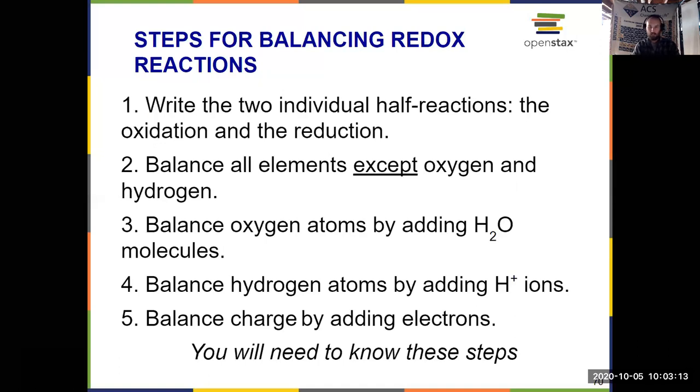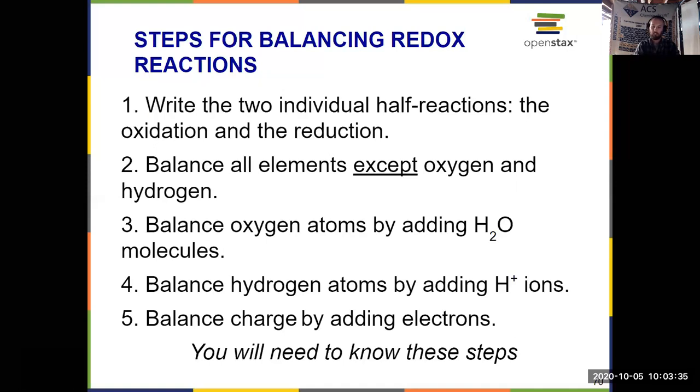Because after I add H2O, chances are my hydrogen isn't going to balance on each side. So I fix that by adding H+ to whichever side needs more hydrogen. Okay. And then I look at the charge on both sides. Chances are that's not going to be equal. So I fix that by adding electrons.